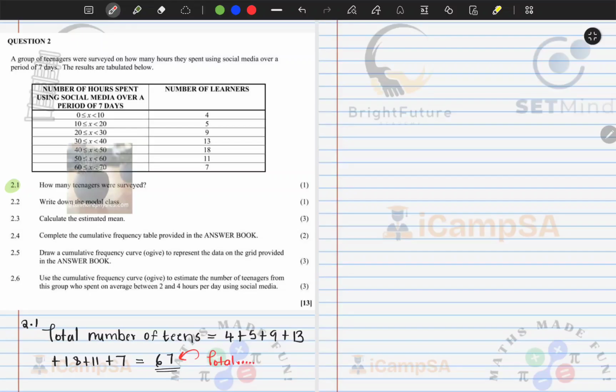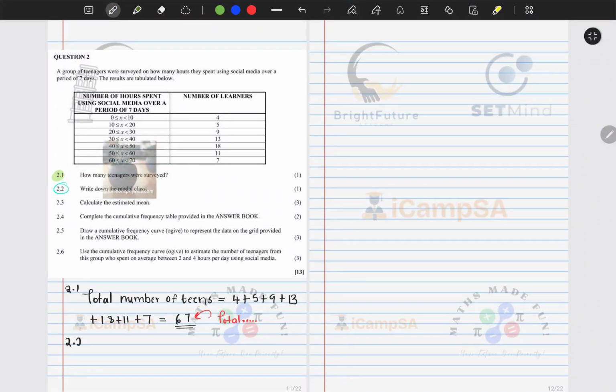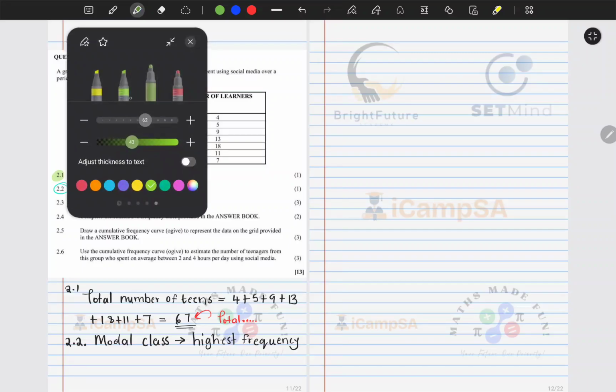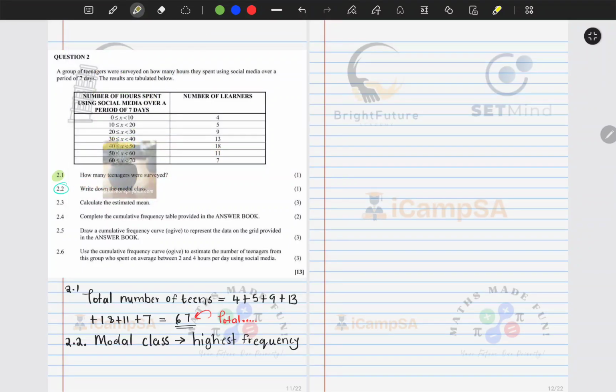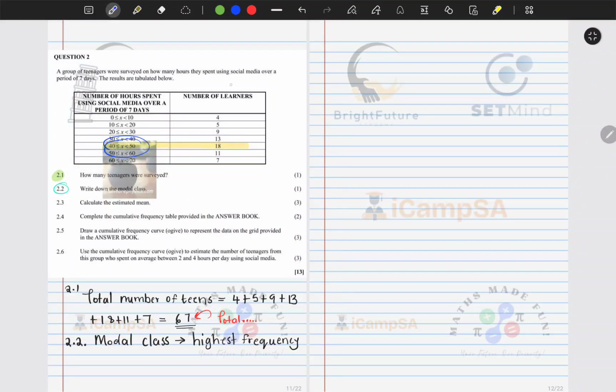Let's have a look at the next question now, which is 2.2. For 2.2, we are required to find the modal class. What I need you to remember is that whenever they are talking about the modal class, they're looking at the class that has the highest frequency. In this case, we are looking at the number of learners. If you observe carefully, it's going to be the class that has 18 here.